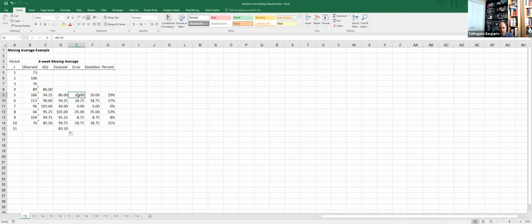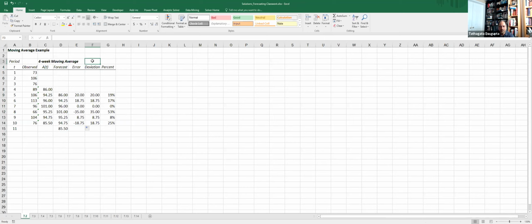And all you do is take the observed actual number, which is 106, minus what was forecasted for that period by the moving average model, which is 86, B9 minus D9, and drag it down. There was no observed number for period 11, so we can't do that analysis here. It would show not available. But we are looking at the overall performance of the model as it tries to predict based on learning from the averaging out.